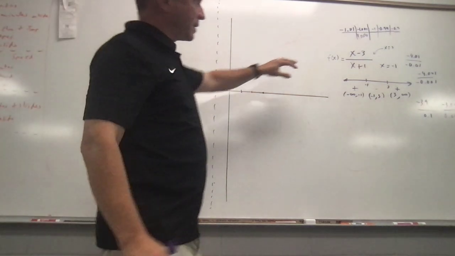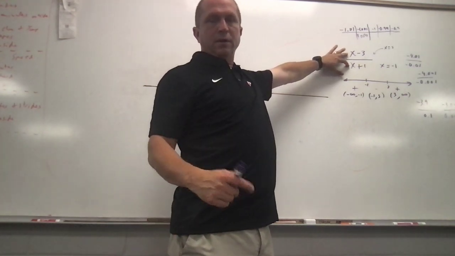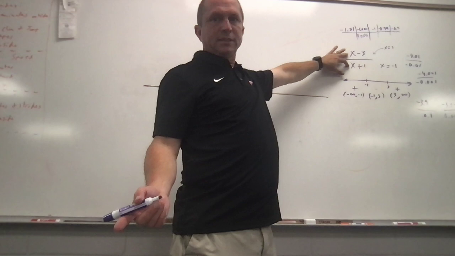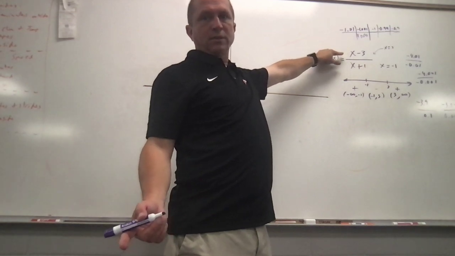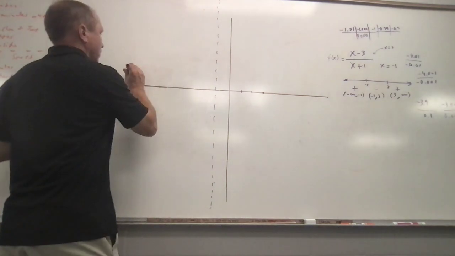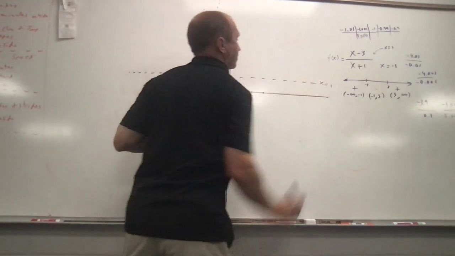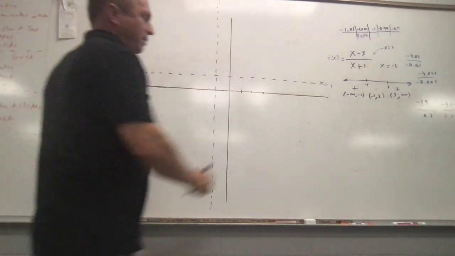Now, horizontal asymptote, if you remember, you compare the degree in the numerator with the degree in the denominator. Both degrees are 1, so you use the ratio of the leading coefficients, 1/1. So we've got a horizontal asymptote at x equals 1. Sorry, that would be y equals 1.